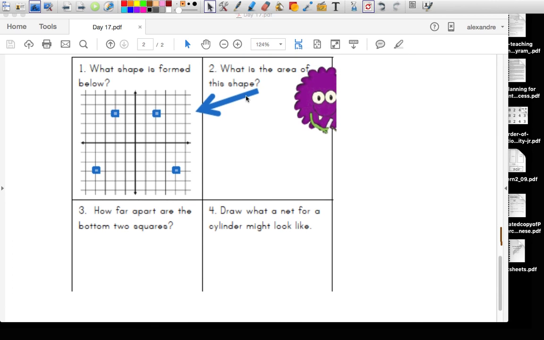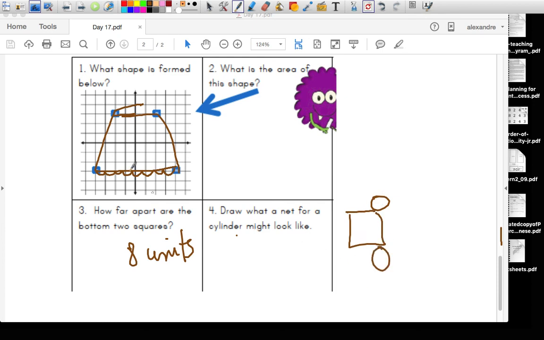Geometry. What shape is formed below? So if you actually connect the dots here, like this, okay, you will get a trapezoid. Okay. What is the area of the shape? Okay. So how far apart are the bottom two squares? So I'm going to do the easier one. So it's 1, 2, 3, 4, 5, 6, 7, 8 units. Draw what a net for a cylinder might look like. Well, a cylinder, if you're going to open a cylinder, go something like this.